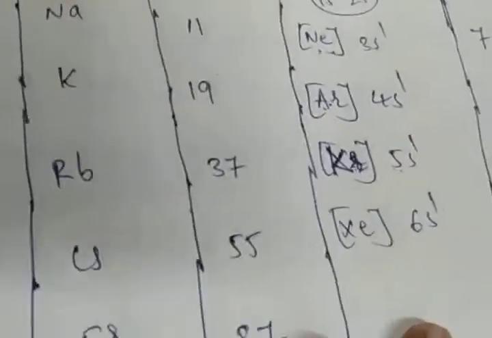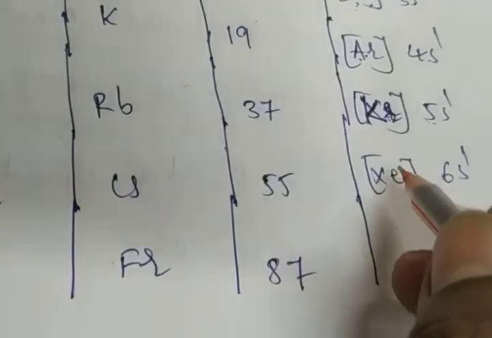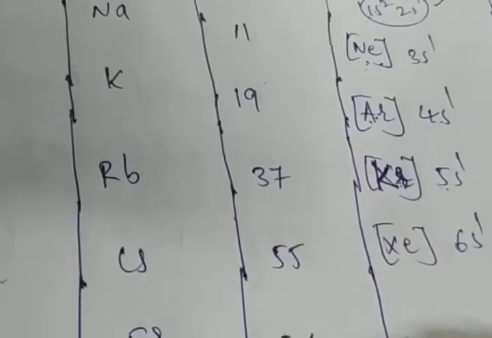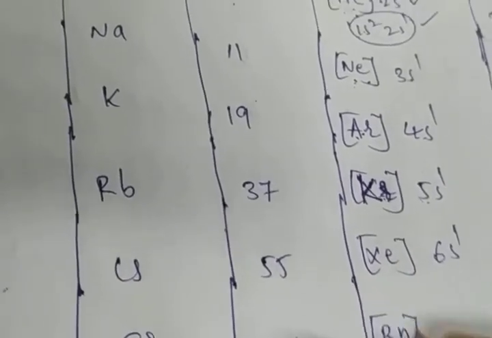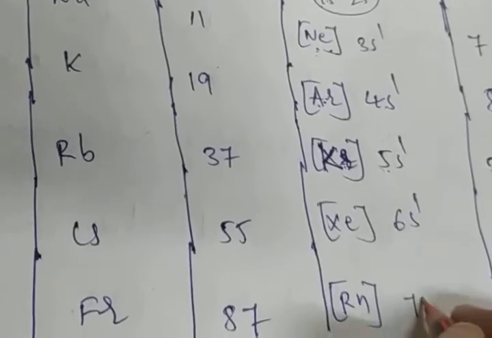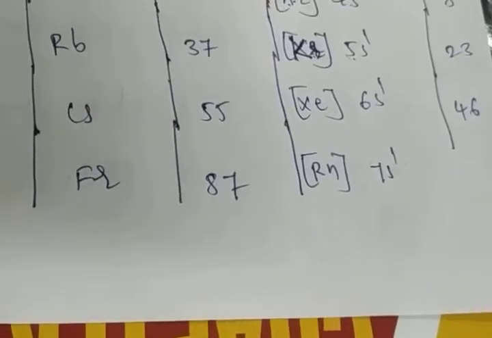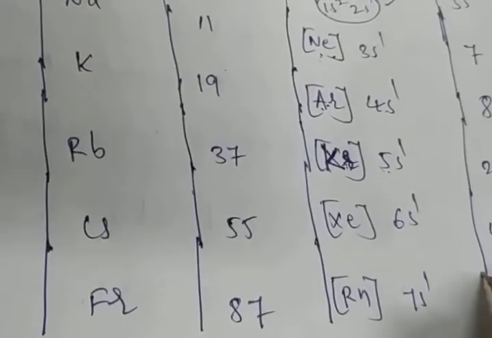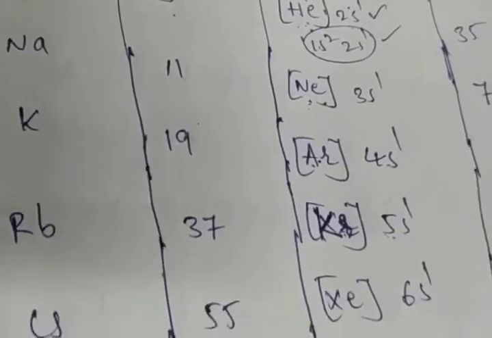Atomic number is 87. Here xenon is there. After xenon, radon. Radon symbol Rn. One shell will be increased: 7s1. Francium is a radioactive element. We can obtain it very rarely, and its lifespan is also very small.